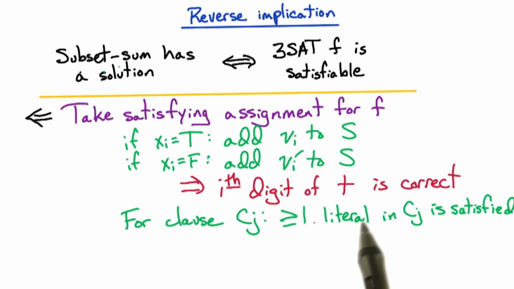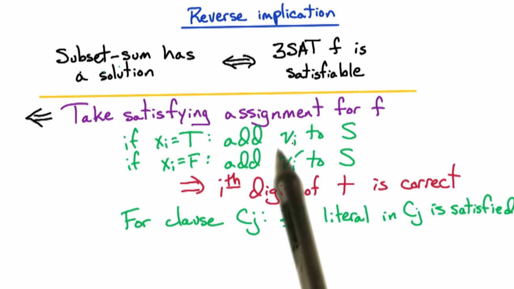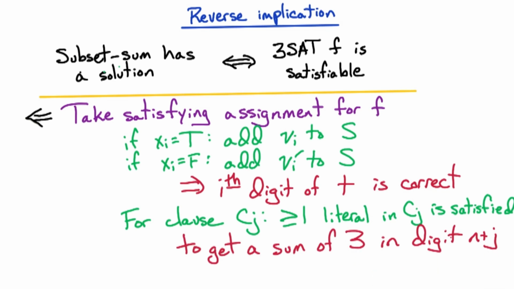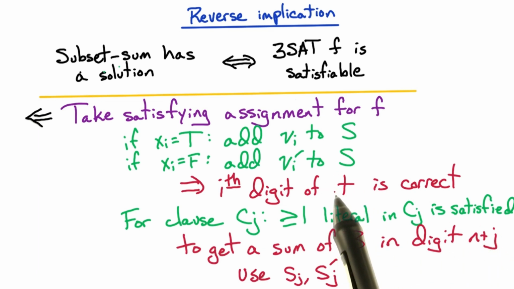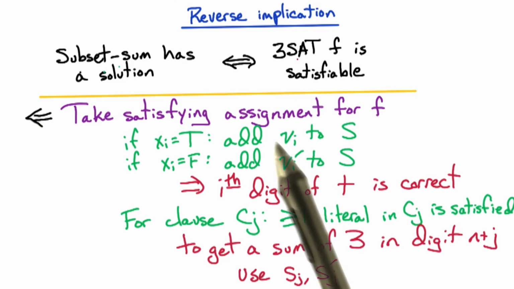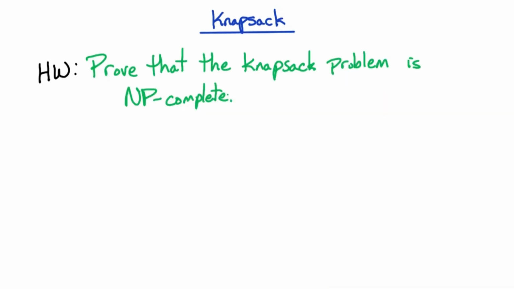The numbers corresponding to these literals give us a sum of 1, 2, or 3 in the digit n plus j. t has 3 in digit n plus j. So how do we achieve a sum of 3 in digit n plus j? Well, using the numbers corresponding to these literals, we get a sum of 1, 2, or 3. And then we can use s_j and/or s_j prime to get up to a sum of 3. This ensures that digit n plus j is correct, and therefore the last m digits are correct, and the first n digits are correct, and therefore we have a solution to the subset sum instance. So we've proved this equivalence, and we've proved that our reduction is correct. We just proved that the subset sum problem is NP-complete.